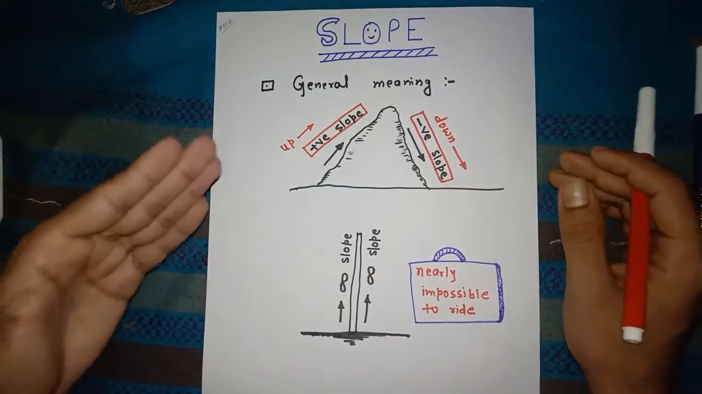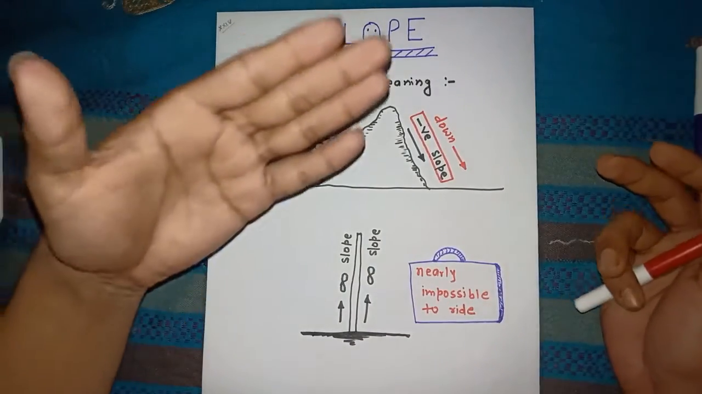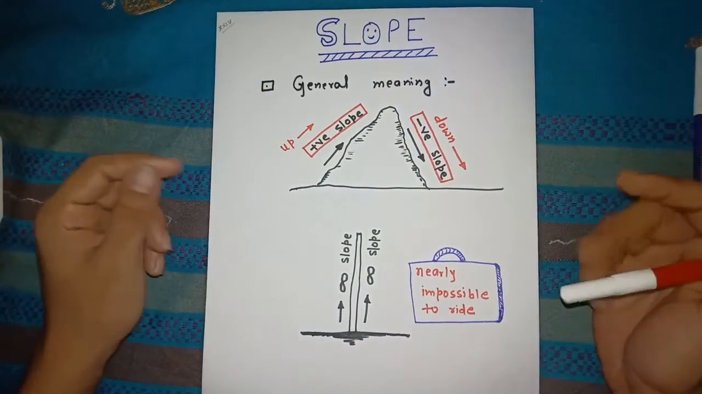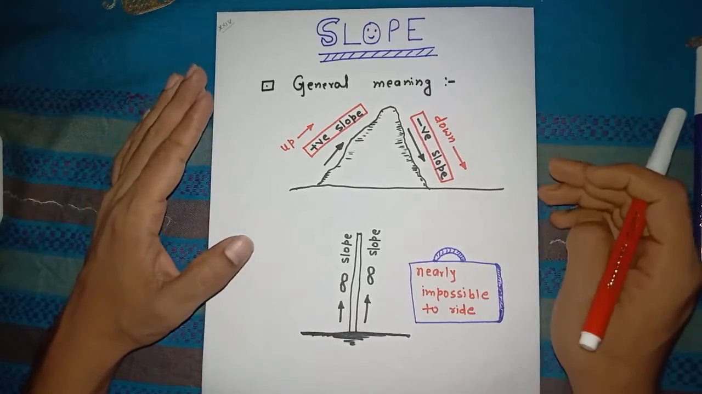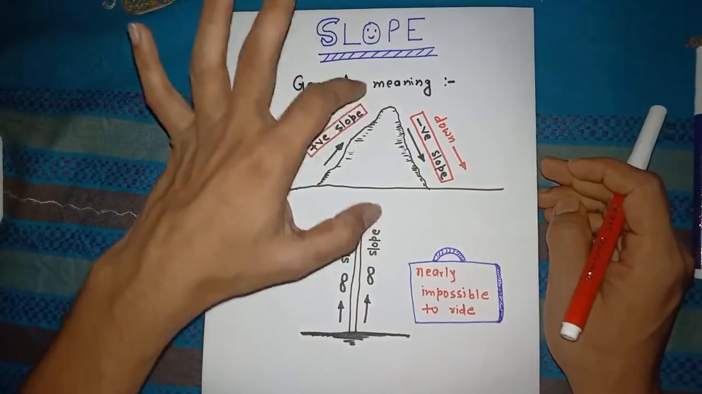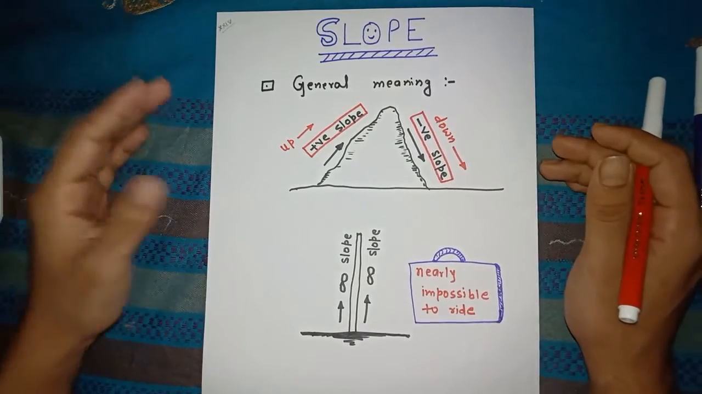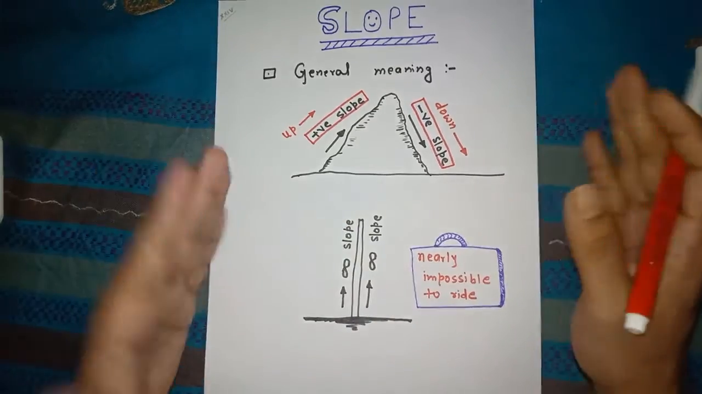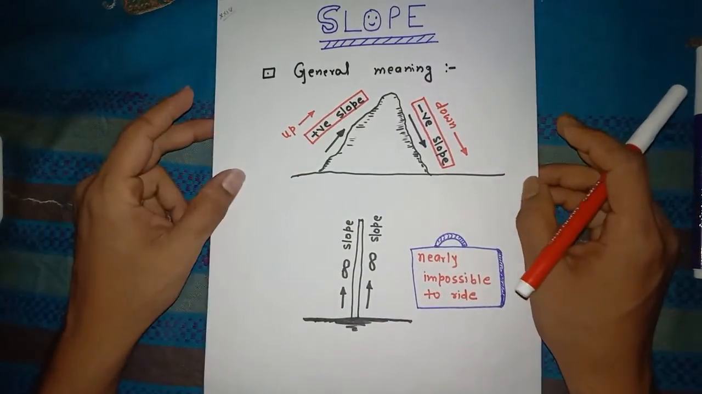So here if you go up, then we say that it is a positive slope because you ride up towards the zenith of the mountain, and if you go down towards the ground, then we are just taking the negative slope of that mountain. So going up is like a positive slope and going down is like a negative slope. What do you mean by slope?